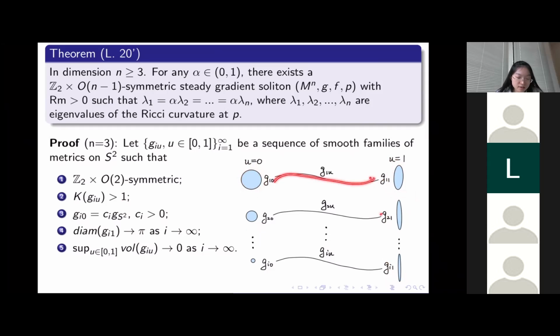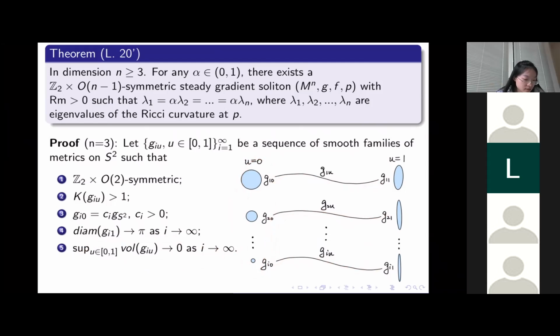Here's the Ricci flow that you run from the right-hand side to the left-hand side, and you do some rescalings. You can do it in such a way that this is a sequence of shrinking spheres, and they have smaller and smaller volumes. And even more, we can require that the volume of these metrics in between uniformly converge to 0 as i goes to infinity. Right, so this can be done.